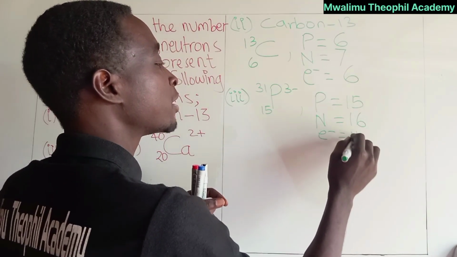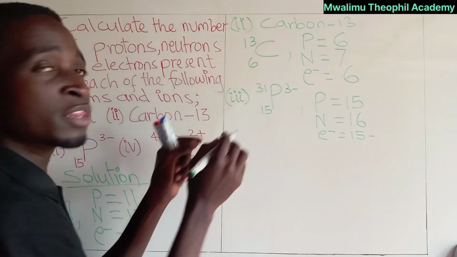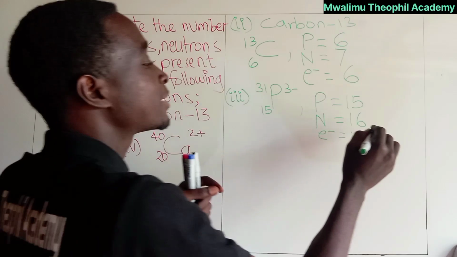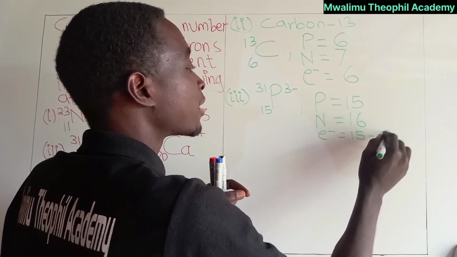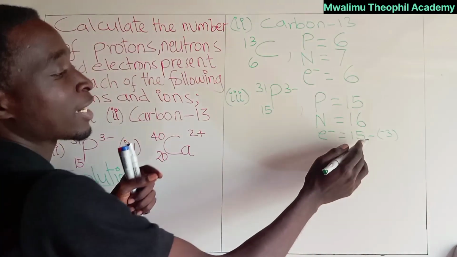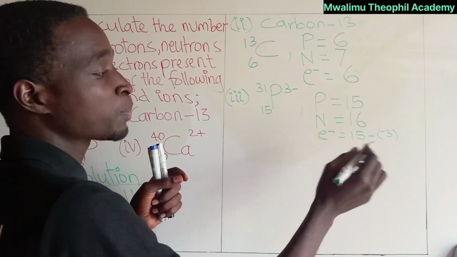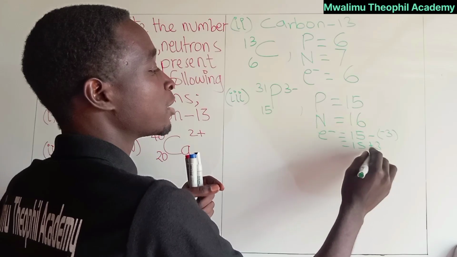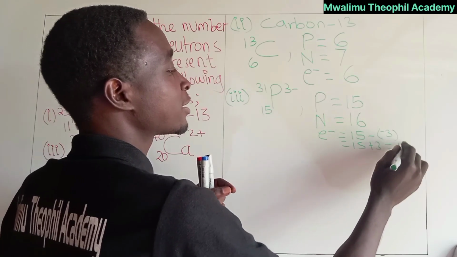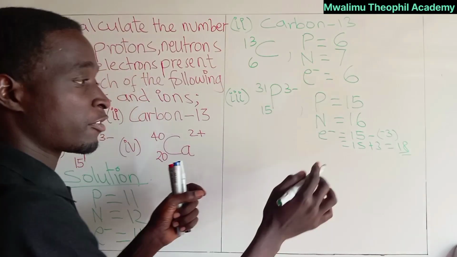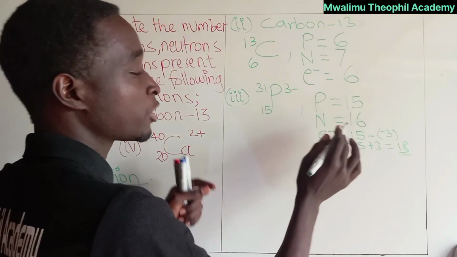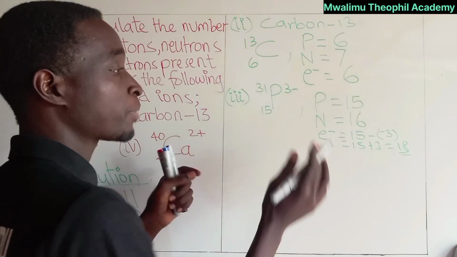To get the number of electrons in phosphide ion, we take, as usual, the atomic number, which is 15, minus the charge on this ion. The charge carried by phosphide ion is negative 3. When you take negative times negative, you get positive. Now it is equal to 15 plus 3, which is equal to 18. Therefore, there are 18 electrons in phosphide ion, 16 neutrons, and 15 protons.